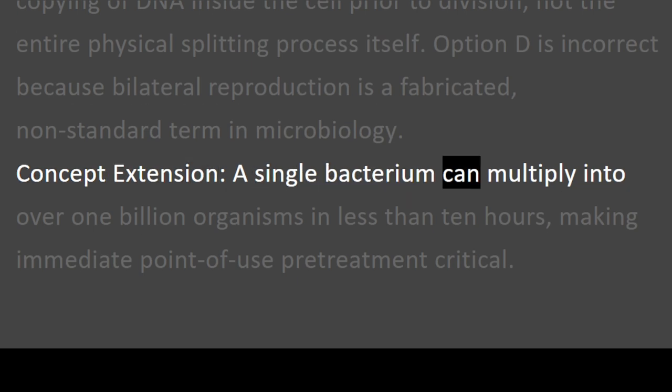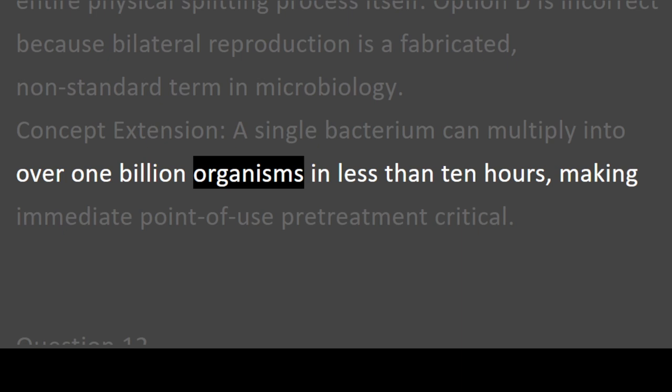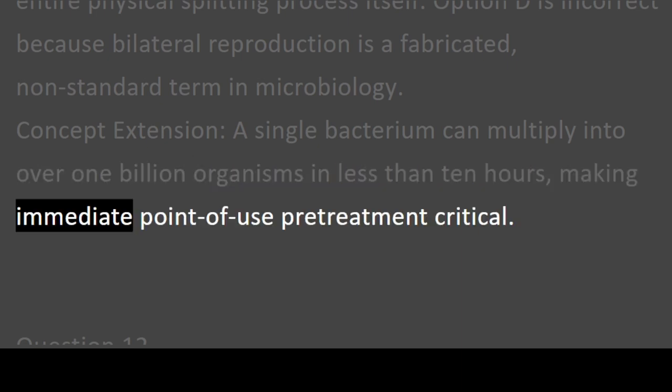A single bacterium can multiply into over 1 billion organisms in less than 10 hours, making immediate point-of-use pre-treatment critical.